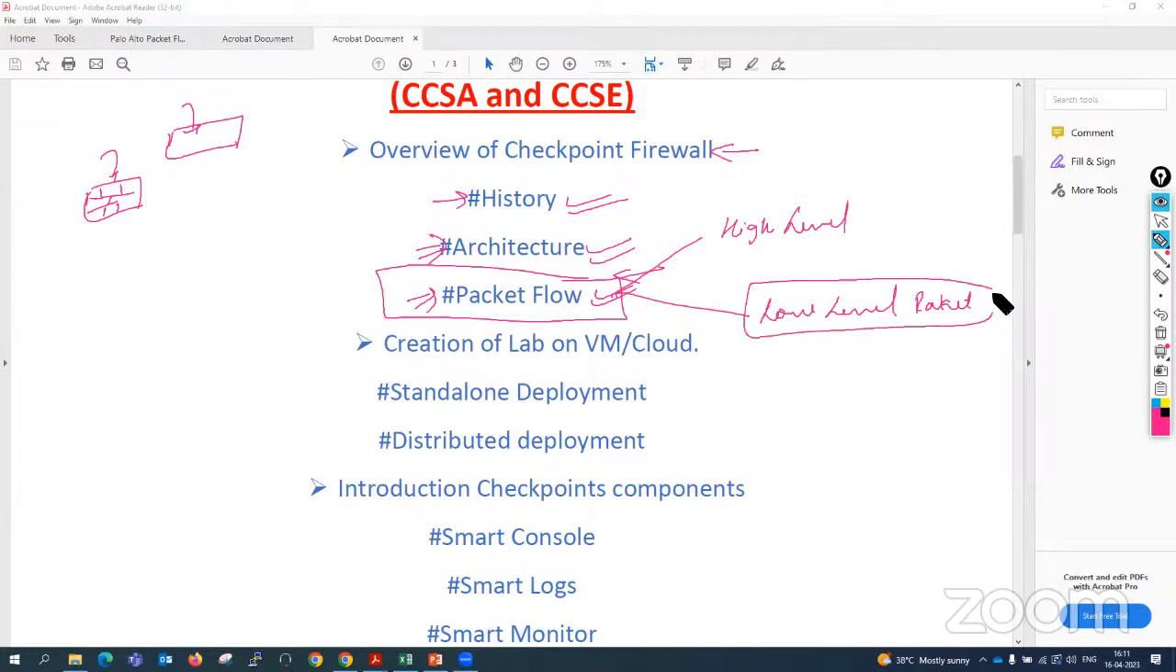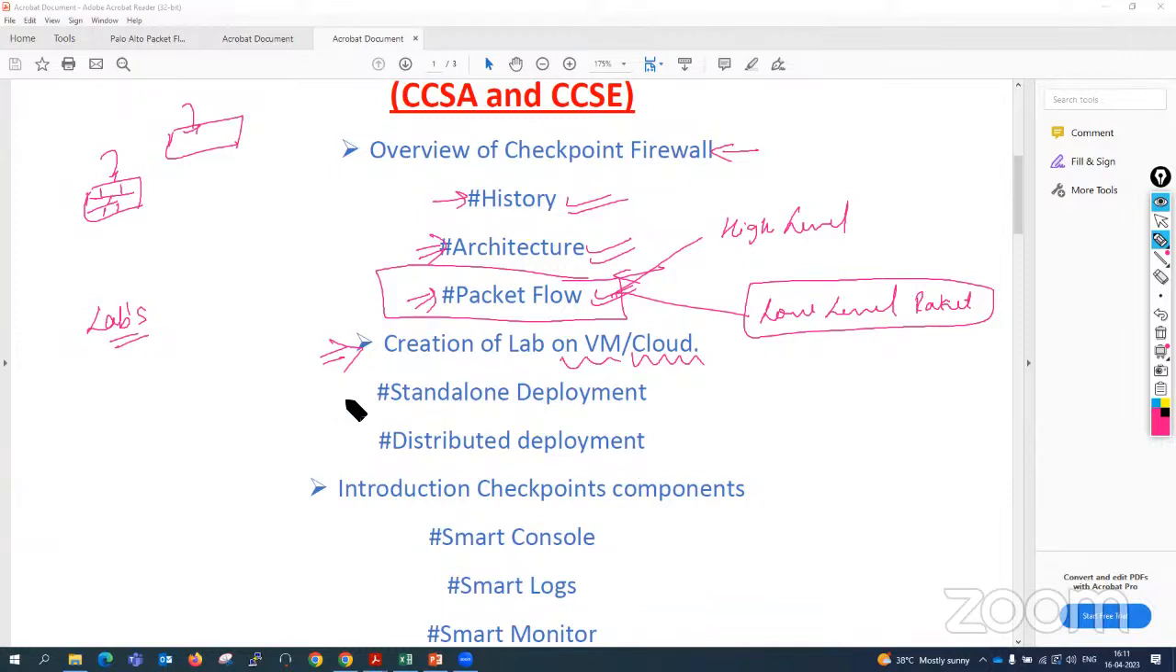So this low level one is very, very important for your understanding. Then we'll see the creation of lab. Because if you are trying to learn any new technology, creating your own labs is very, very important. So I'll be teaching you how you can create your lab on GCP cloud, or how you can create your own lab if you have a good laptop or good hardware with you.